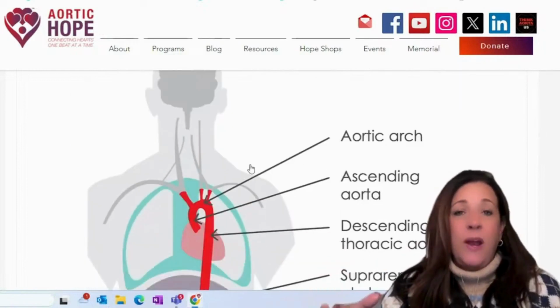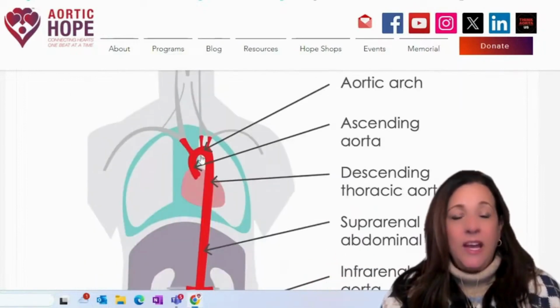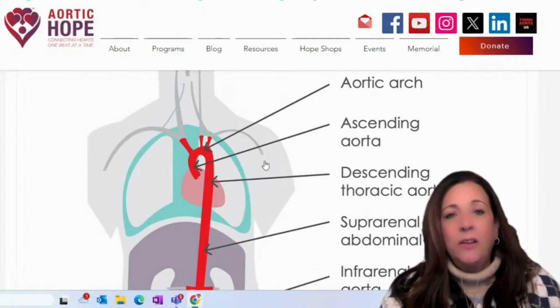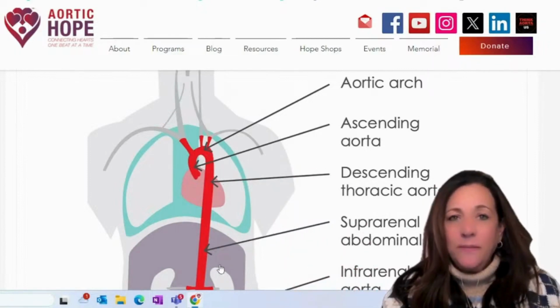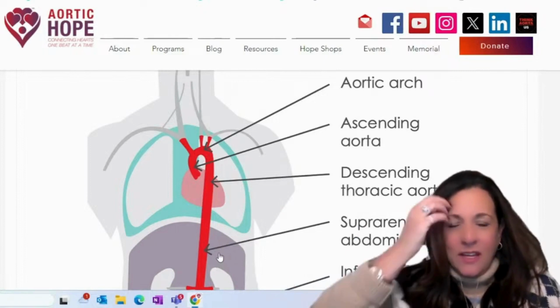This is an awesome graphic showing the human body and basically giving you a layout of the entire aorta. So as you see here, we have the aorta. I feel like we're recording this again for the audible.